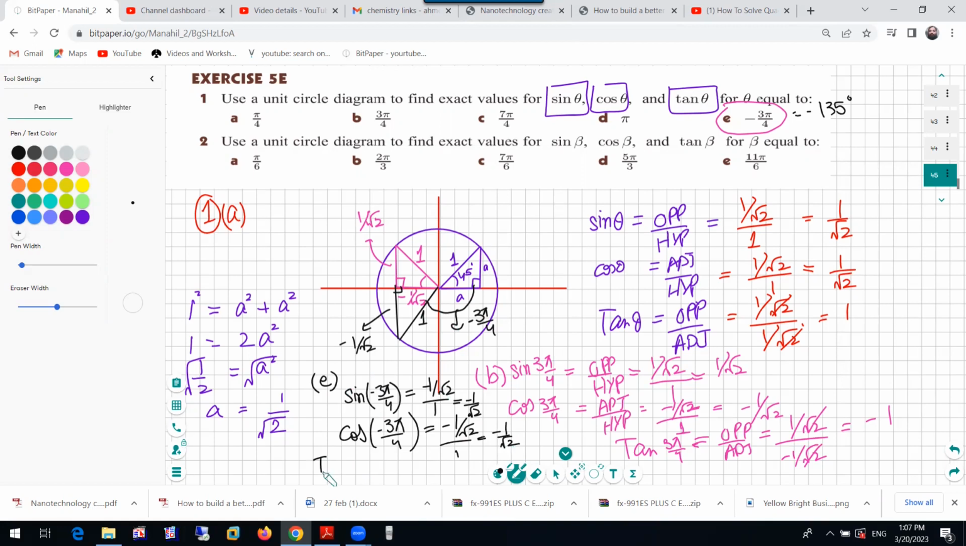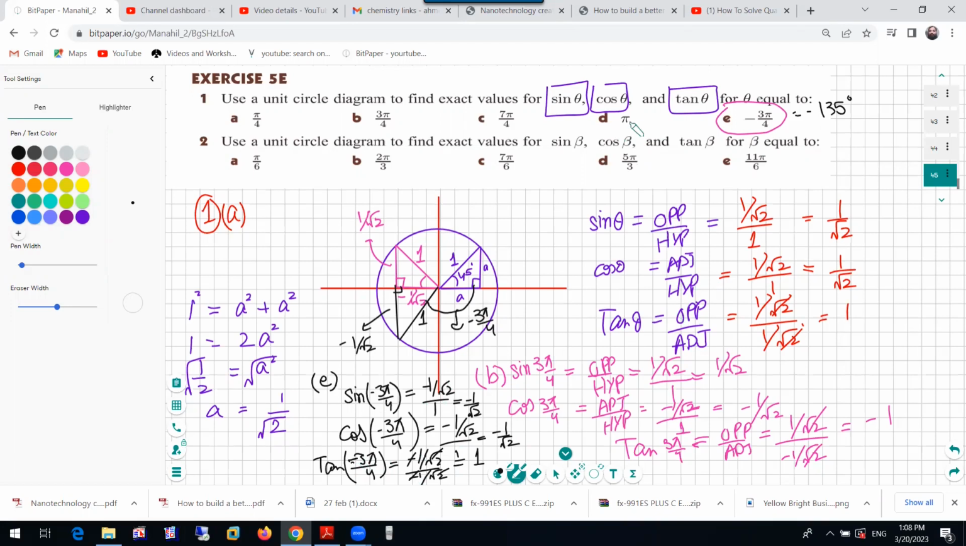The last thing is tan. What is tan? The opposite over adjacent. The opposite side is minus 1 over square root 2, and the adjacent is again minus 1 over square root 2. So minus minus cancel, we get 1. So tan of negative 3 pi by 4 is equal to plus 1.